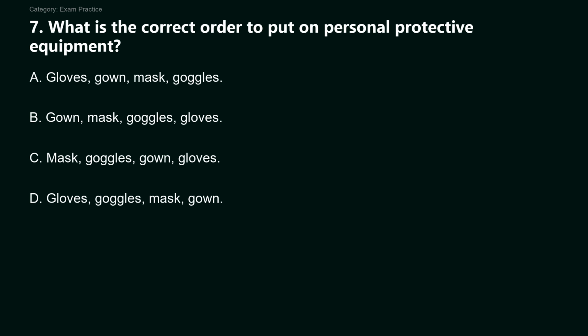Question 7. What is the correct order to put on personal protective equipment? Option A. Gloves, gown, mask, goggles. Option B. Gown, mask, goggles, gloves. Option C. Mask, goggles, gown, gloves. Option D. Gloves, goggles, mask, gown.